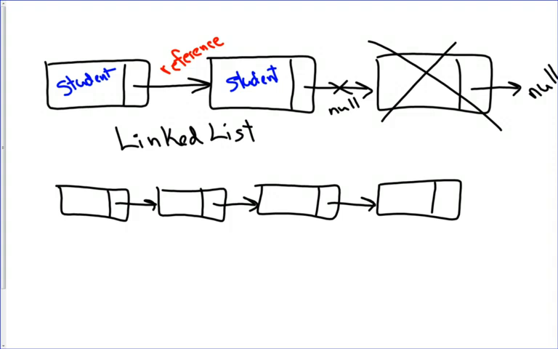One thing usually drawn when drawing linked lists is, instead of drawing an arrow here and then putting the word null, we sometimes just put a slash there. That just means that's connected to null.